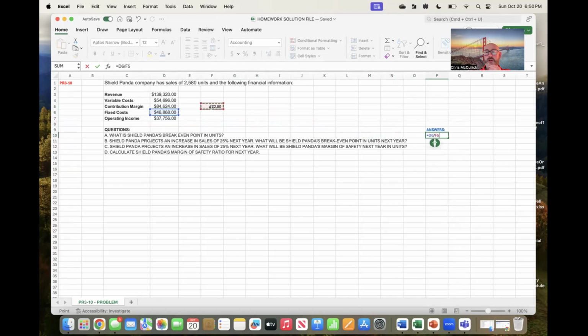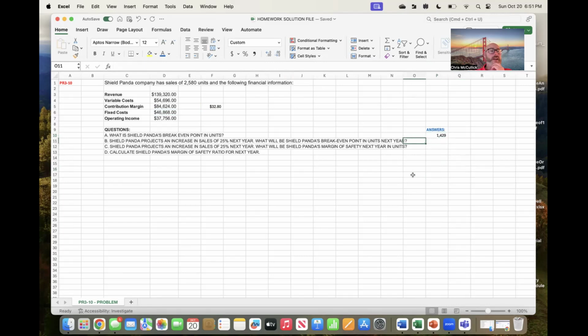Now I'm going to take my fixed costs over here and I'm going to divide it by my contribution margin per unit, and that gives me the total number of units that I need. Now, we have a decimal point here, so I'd go ahead and put in the round formula. Follow whatever Connect wants you to do in terms of rounding. I'm going to put in a round up formula here, rounding up to no decimal points. And that gives me 1,429.